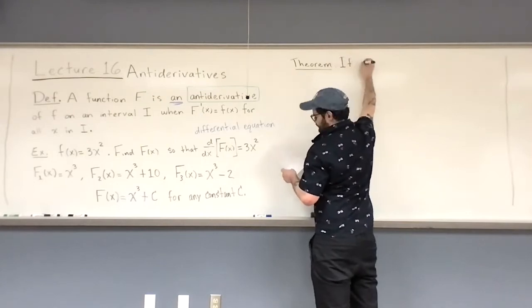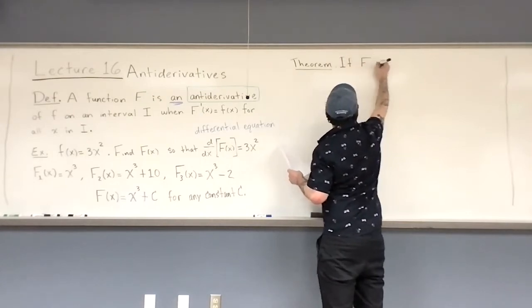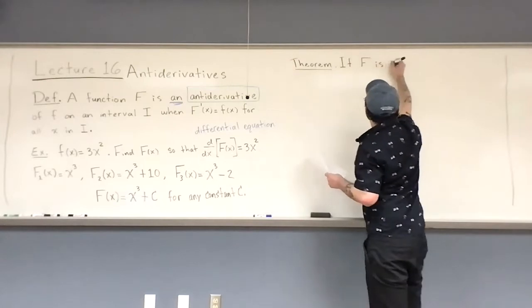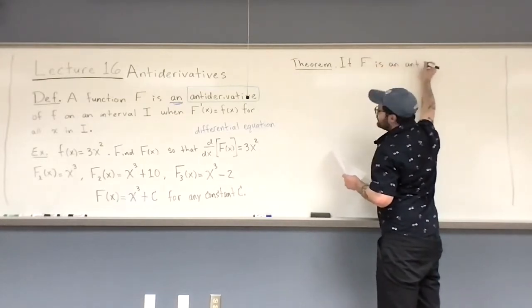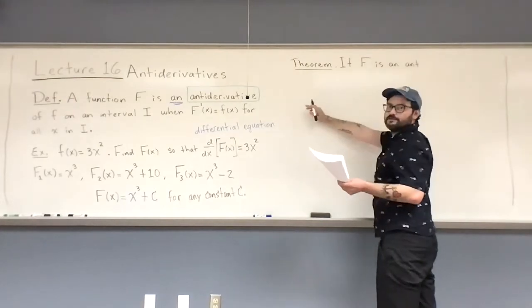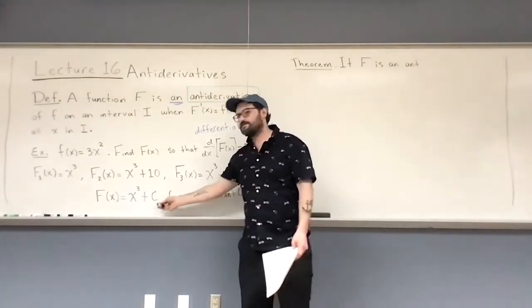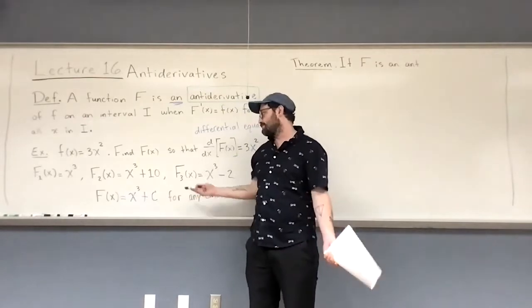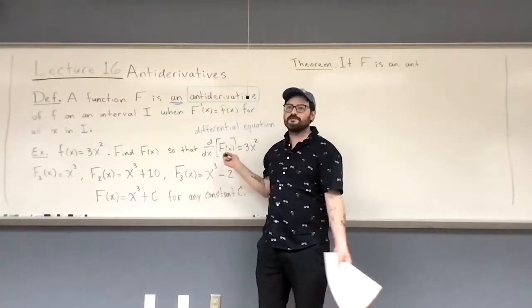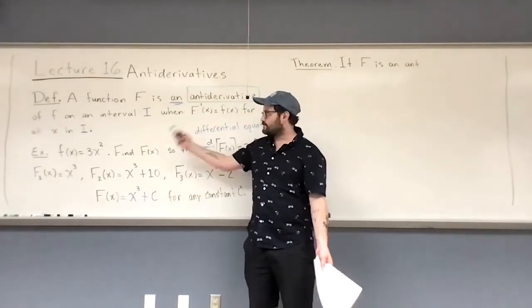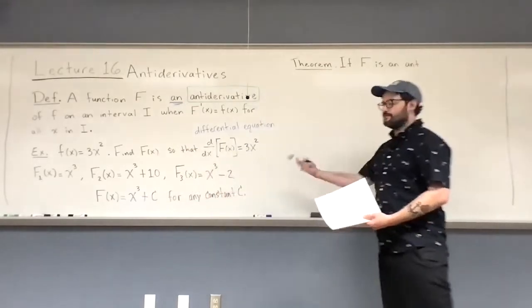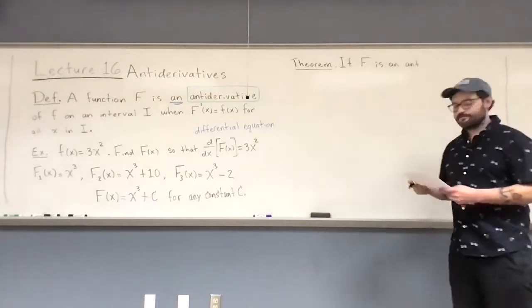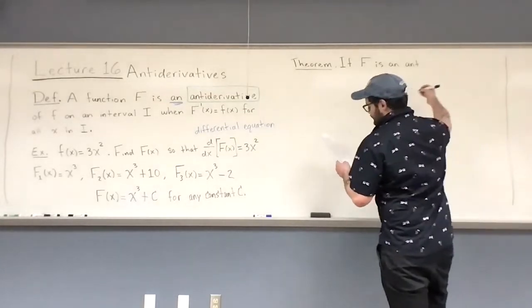So if capital F is an antiderivative. Oh, I should say something real fast before I do that. This holds for any constant, right? So that means there's an infinite number of functions that are solutions to this. So a function can have an infinite number of antiderivatives, if you didn't already pick up on that from that C. Okay, so back to the statement of this long theorem.